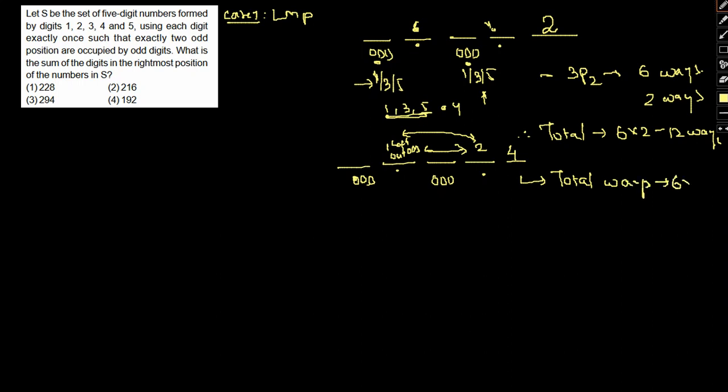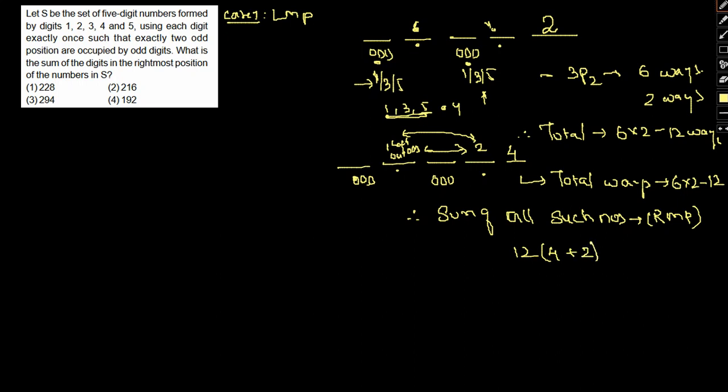Would be 6 into 2, that is 12, okay. So I hope it's clear. So therefore the sum of all such numbers, that is 12 numbers, but basically the rightmost position. So 12 cases with 4 as the last digit plus 12 cases with 2 as the last digit.